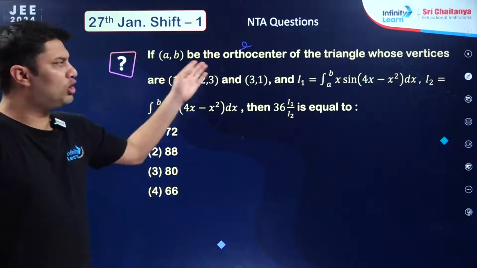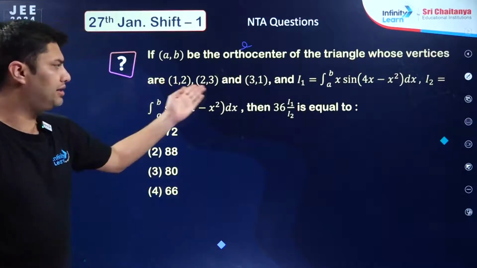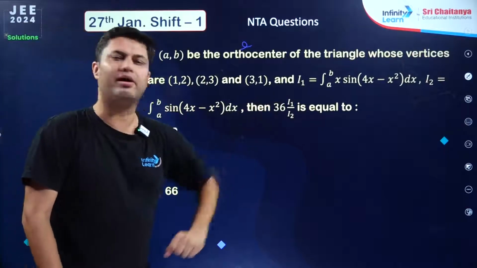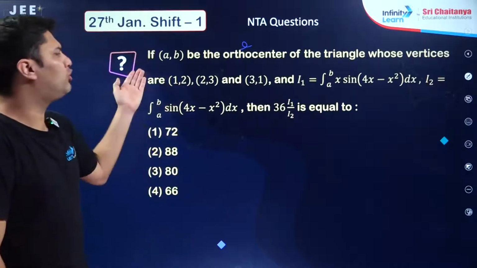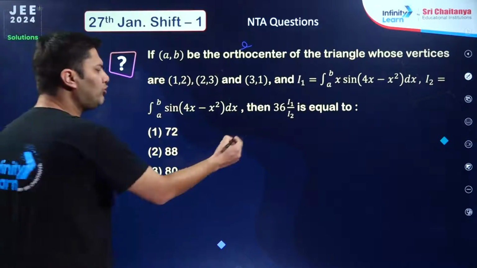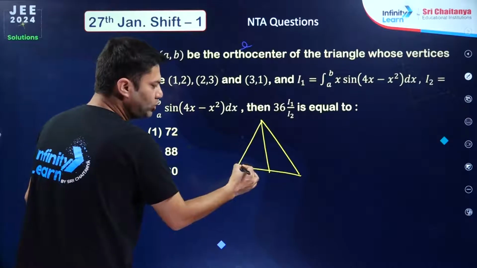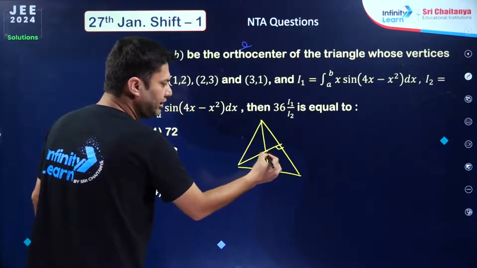Let A, B be the orthocenter of the triangle whose vertices are this, and if I1 is this and I2 is this, then you need to find 36 I1 by I2. Again, a very easy problem, but first you need to find the orthocenter of a triangle. I think finding the orthocenter is really easy because you just have to find the equation of two altitudes and find the intersection point.